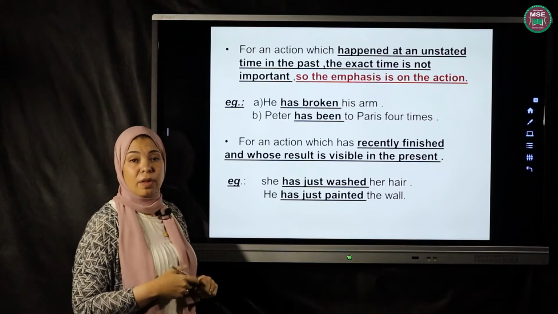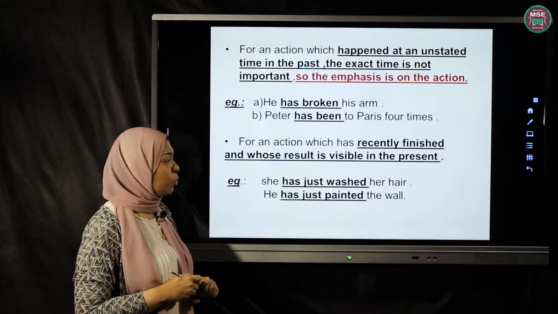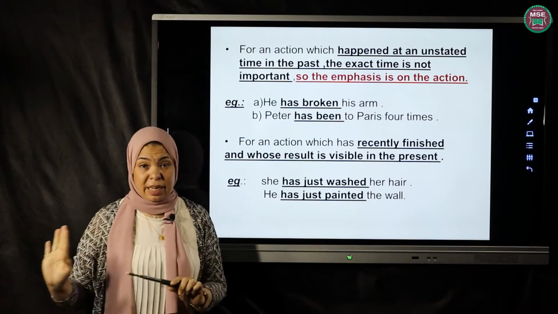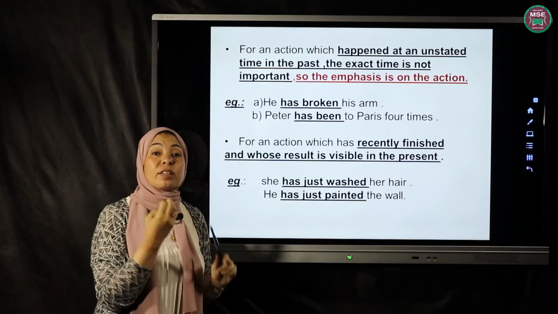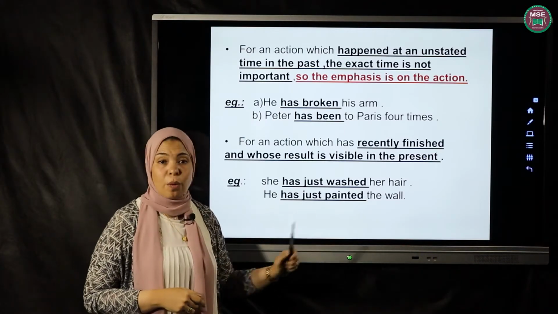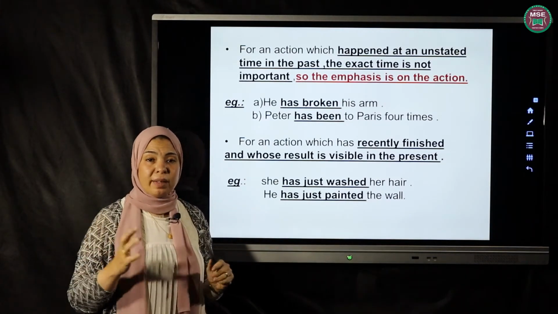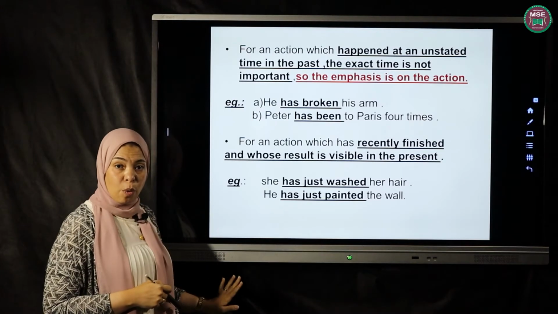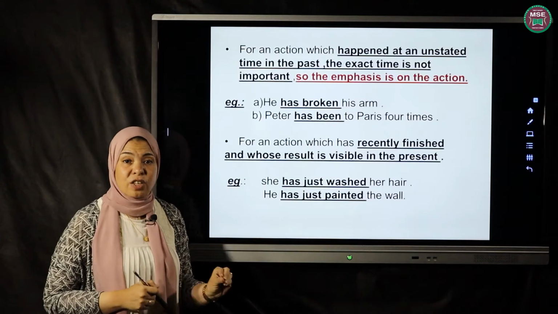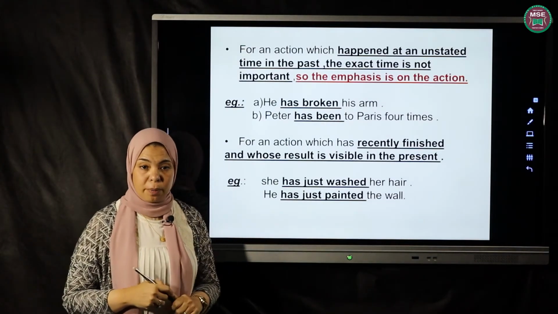Here is another usage of the tense, for an action which has recently finished and whose result is visible in the present. The action recently finished and I can see the result obviously in the present time. Like when I say, he has just painted the wall. If you enter a room and you smell paint everywhere and you put your hand on the wall to touch it and you find that it's still wet, this means that this action has recently finished. The action of painting the wall.